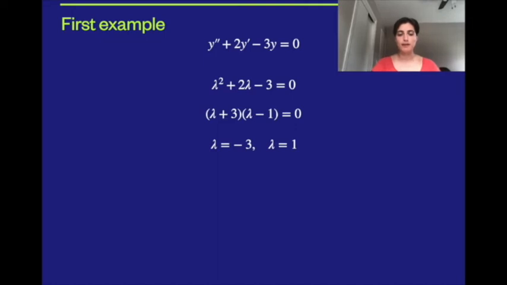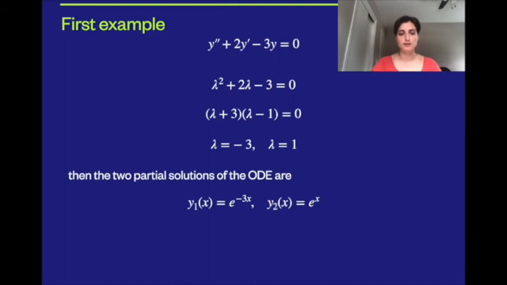And we can find fairly easily that the two solutions of this second order equation are lambda equals -3 and lambda equals 1. By what we have seen before, that means that there are two partial solutions of the ODE coming from the two solutions of the characteristic polynomial that we have just found. We have a first block being exponential of -3x and the second block being exponential of x.